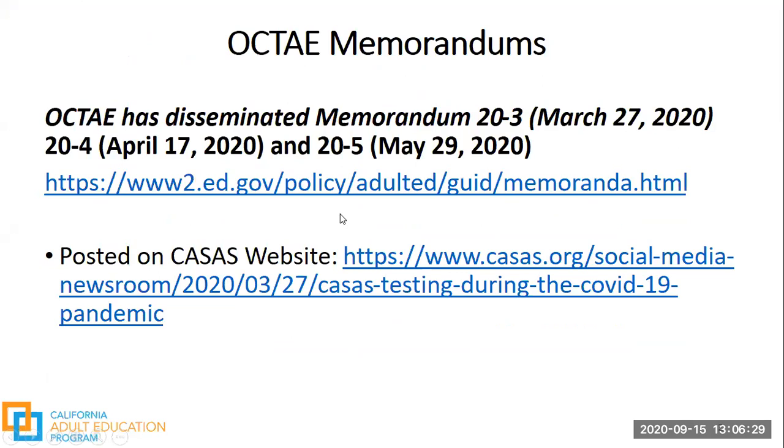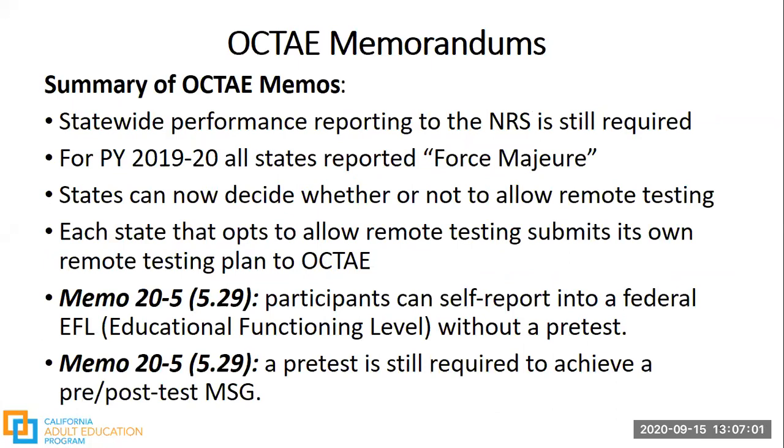A little bit of an update on the OCTE memo: nothing new since the end of May, but I still feel like there hasn't been much in the way of updates at the state or federal level lately. We had all kinds of information there in the spring. The one that came out at the end of May, OCTE memo 20-5, is still the most recent and still holds true as the best guidance we have for now, in my opinion. OCTE memo 20-5 is the one that talks about how you can self-report into the federal level. Since 2009, the policy's been you have to have that qualifying pretest. So for now anyway, they're waiving that requirement.